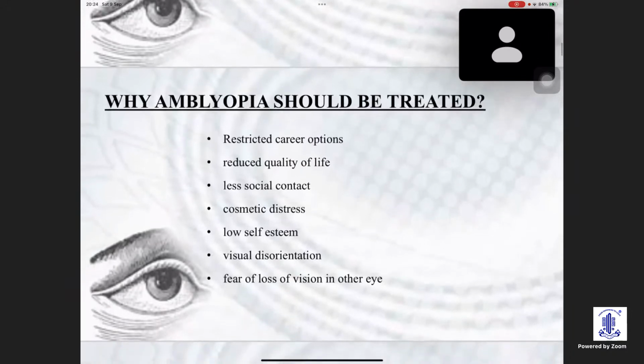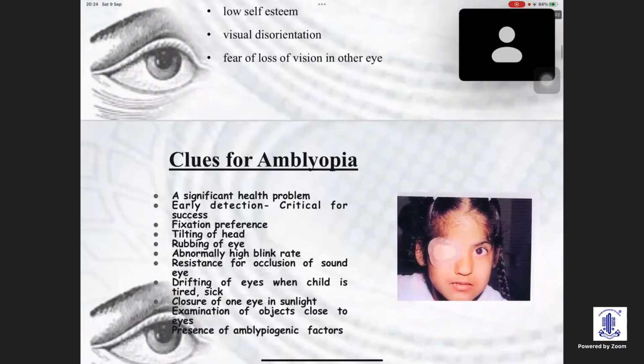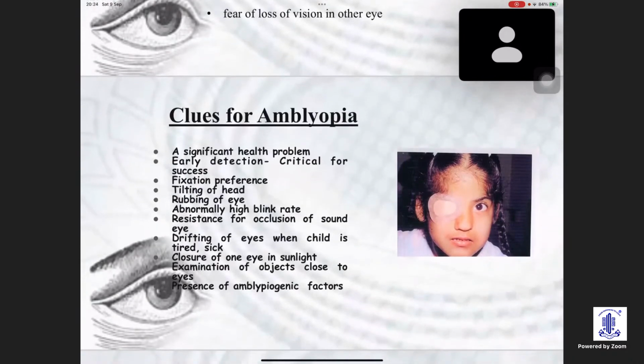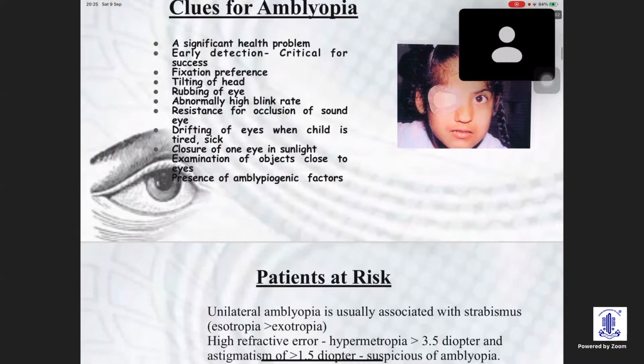So why should amblyopia be treated? Because it leads to restricted career options, reduced quality of life, less social contact, cosmetic distress, low self-esteem, visual disorientation, and fear of loss of vision in the other eye. So what are the clues for amblyopia? It is a significant health problem. Early detection is critical for success. If a child is having fixation preference, tilting of head, rubbing of eyes, abnormally high blink rate, resistance to occlusion of the sound eye, drifting of eye when the child is tired and sick, closure of one eye in sunlight, and the child is looking very closely, and if there is presence of amblyogenic factors, then we must look for and rule out amblyopia in these patients.